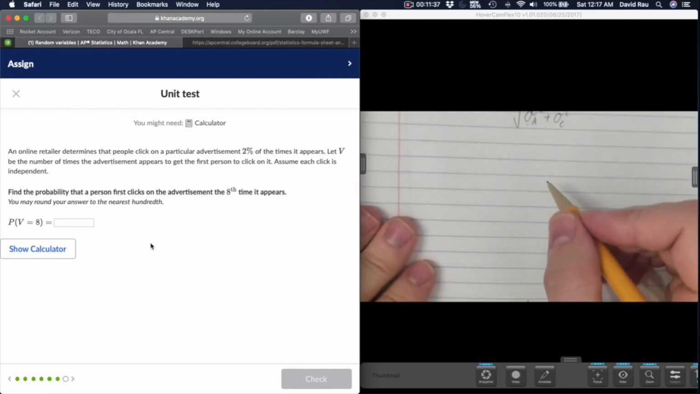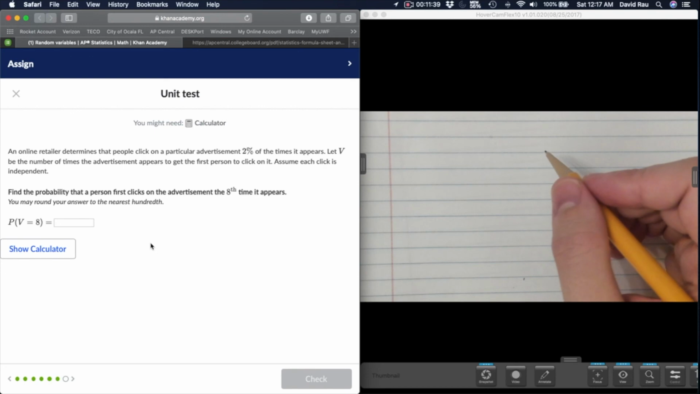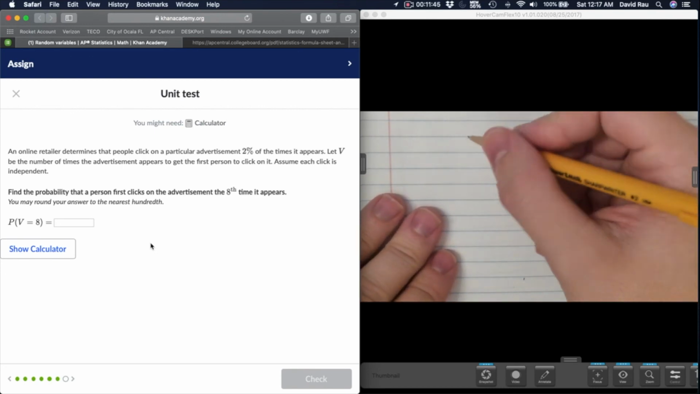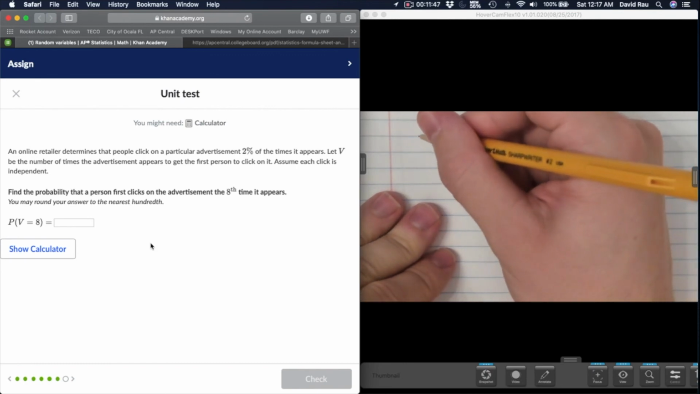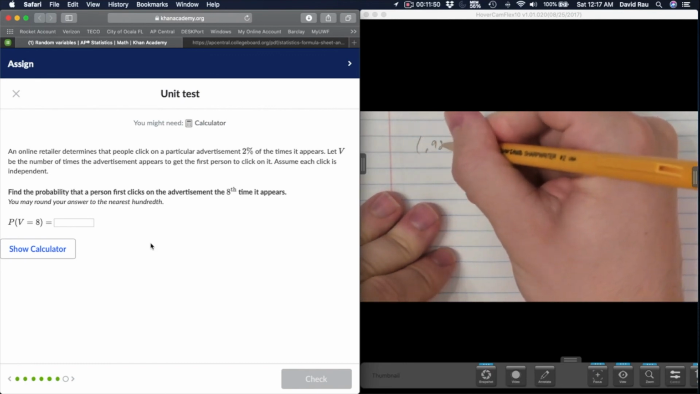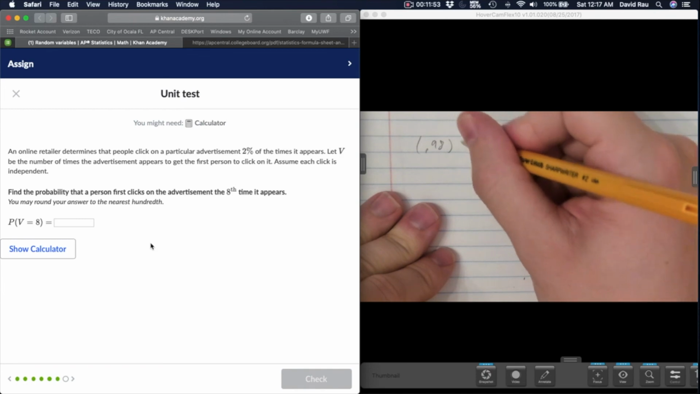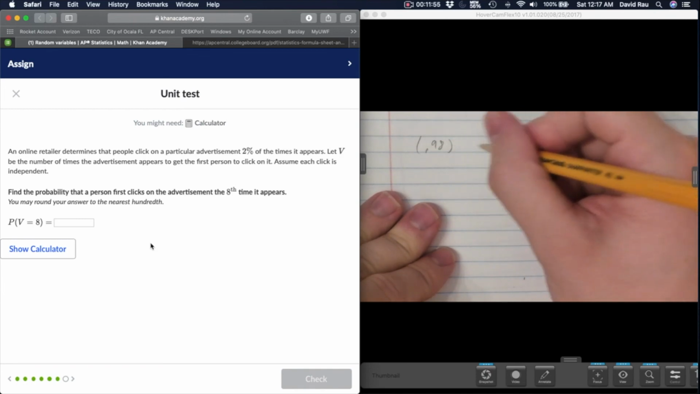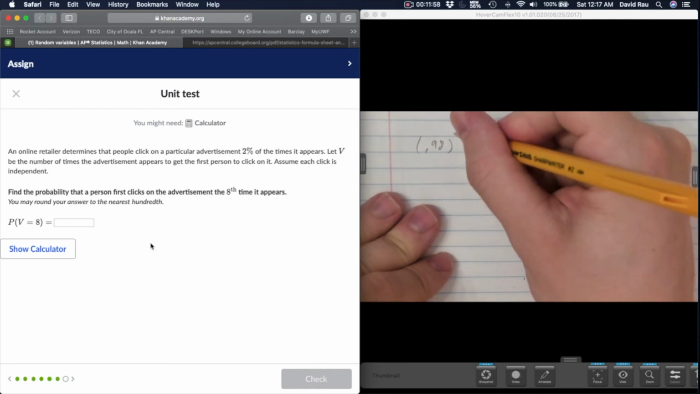And so there's a formula on your reference sheet for it, but it's actually pretty easy because here's kind of the way to think about it. It means you're not going to click on the advertisement. So first that means 0.98, the probability of not clicking on the ad. And you're going to do that 7 times. So 0.98 times 0.98 times 0.98, 7 times, or in other words, to the 7th power.